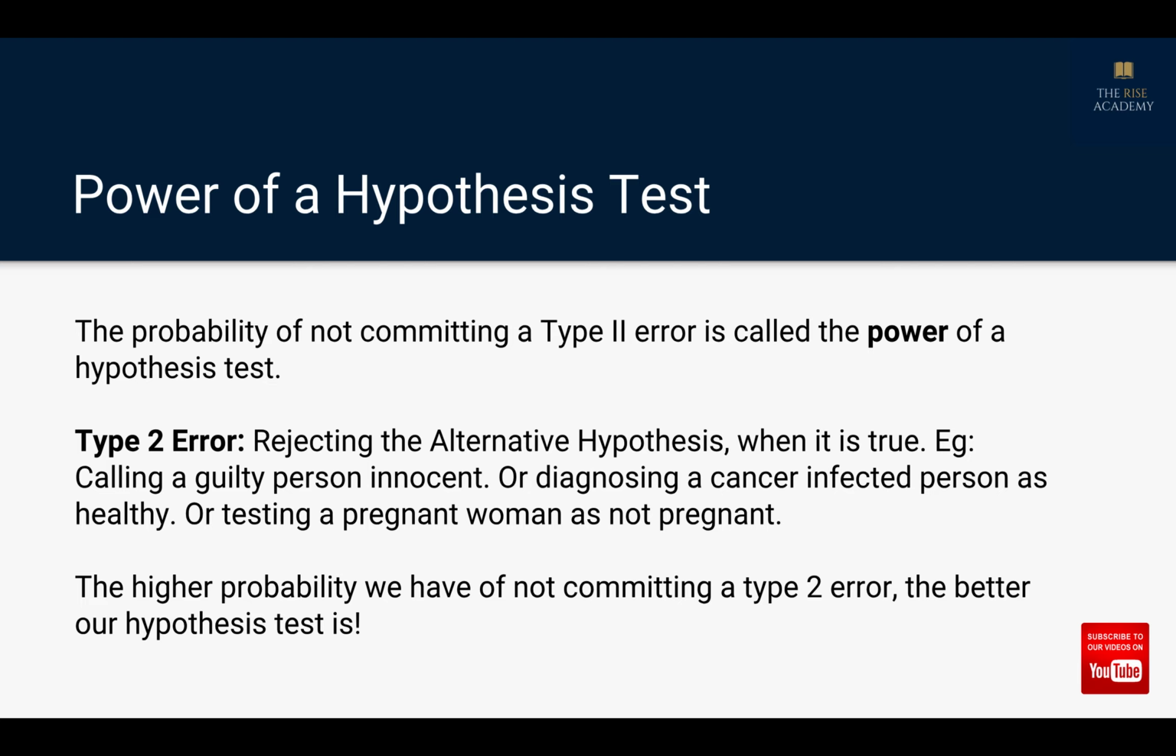We have to remember that significance level is related to type 1 error, but power of a hypothesis test is related to type 2 error, and the probability of not committing type 2 error is called the power of a hypothesis test. And we all know what type 2 error is: rejecting the alternate hypothesis when it is actually true. For example, calling a guilty person innocent, or diagnosing a cancer infected person as healthy, or a pregnant woman as not pregnant.